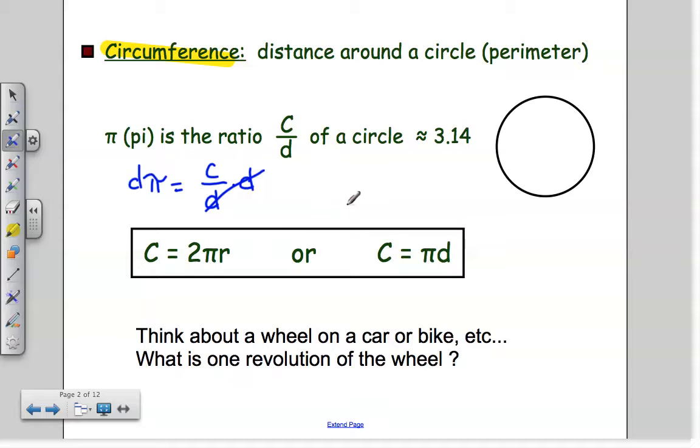Now, to be as accurate as possible, you should always use the pi button on your calculator. If you have to approximate, of course, you can use 3.14. But pi is an irrational number. It goes on forever. The decimal never ends or repeats. So keep in mind you should be as accurate as possible.